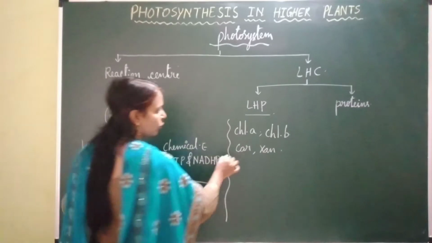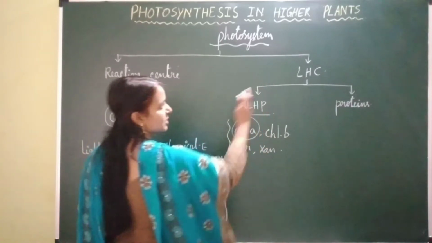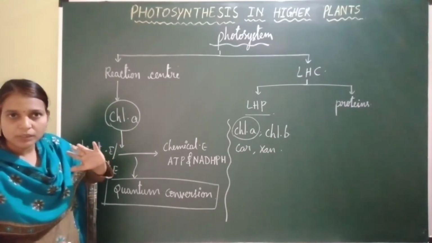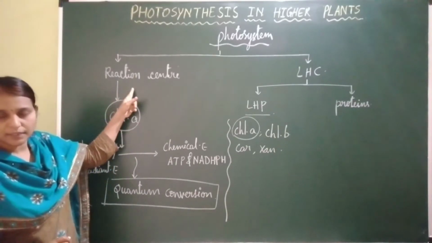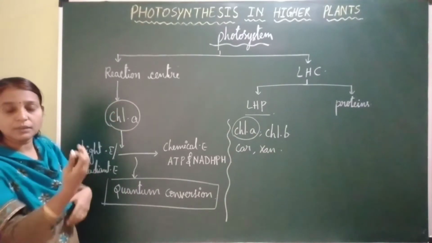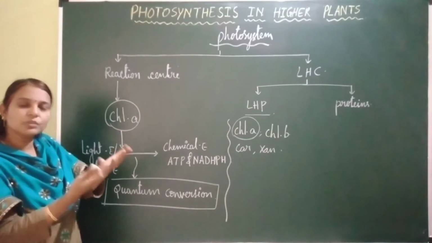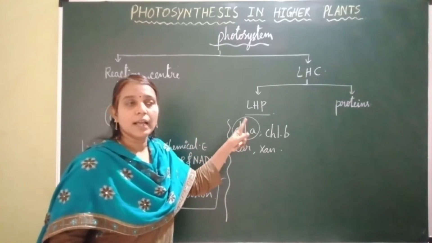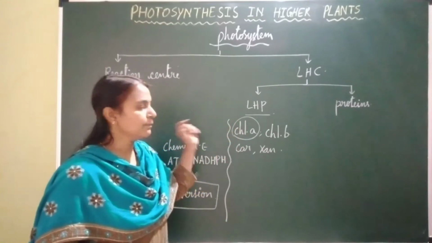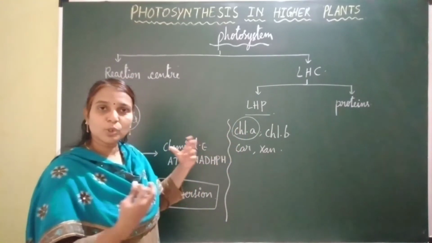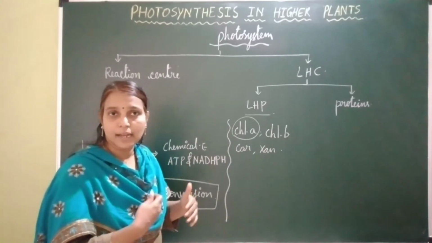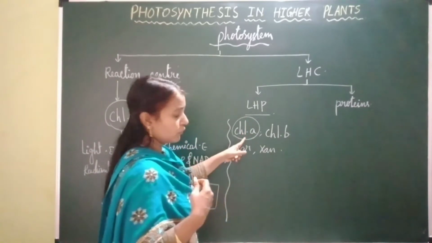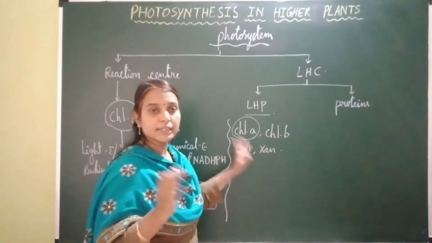Here the chlorophyll A which is present in the light harvesting complex is different from the chlorophyll A which forms the reaction center, because the chlorophyll A of the reaction center is involved in absorption of light energy and conversion of that light energy into chemical energy. Whereas the chlorophyll A present in the LHC is involved in just absorption of light energy, but it cannot convert that absorbed light energy into chemical energy. So LHC is made of chlorophyll A, chlorophyll B, carotenes and xanthophylls.